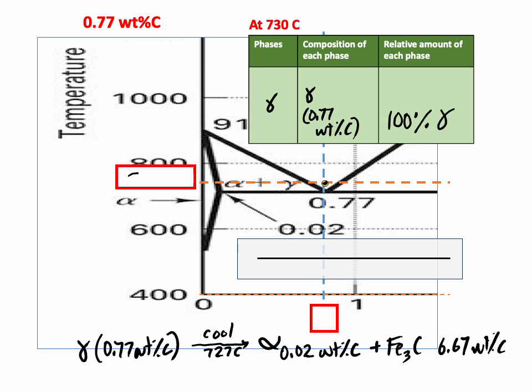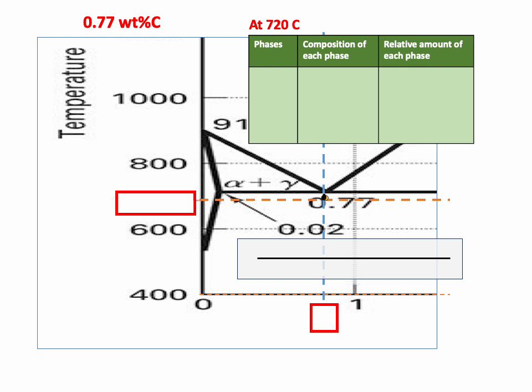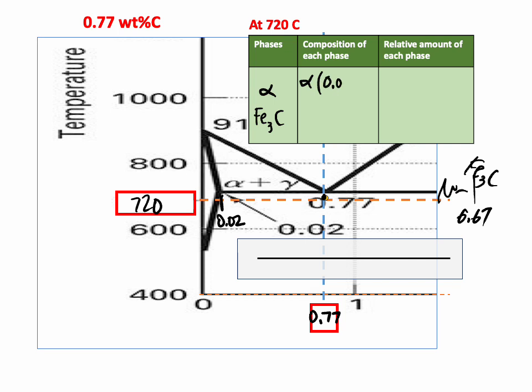Now, so this is at 730. When we cross this line, we're going to undergo this reaction. And so now we're here. We're in the alpha plus Fe3C region. 720. This is 0.77. So the alpha has a composition of 0.02, and this goes all the way out to 0.77. The Fe3C is 6.67 weight percent carbon. That will always be true at this temperature. Alpha, 0.02 weight percent carbon composition.